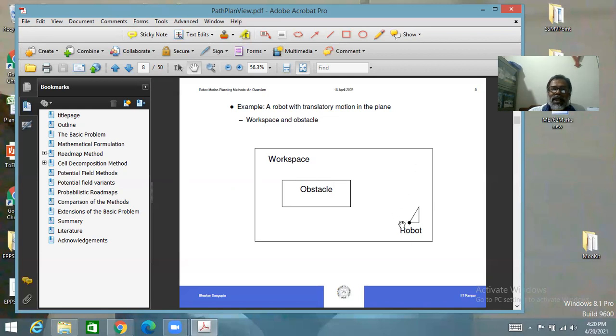Similarly, this point just below the obstacle will not be accessible by this reference point of the robot, because if the reference point comes here, then this corner will go inside it. So let us operate a little systematically to find out what is free and what is prohibited.